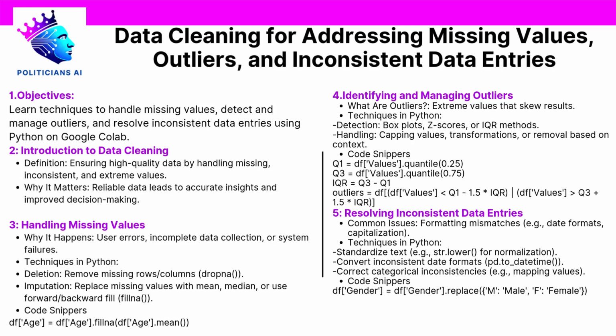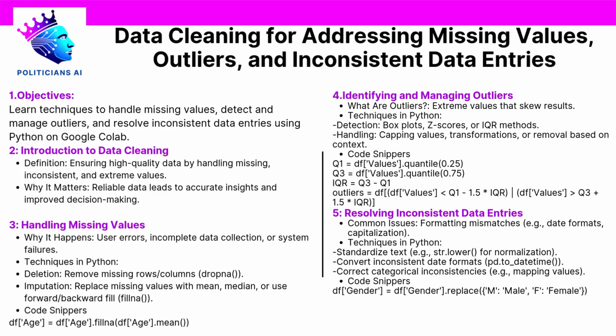Finally, let's talk about inconsistent data entries. These often appear as formatting mismatches, such as inconsistent date formats, capitalization, or abbreviations. For example, males might appear as M in some rows, causing inconsistencies in your dataset. To resolve these, Python provides simple yet powerful tools. You can normalize text for consistency, standardize date formats, or map inconsistent categorical entries to a unified format. These techniques ensure your dataset is consistent and ready for further analysis.